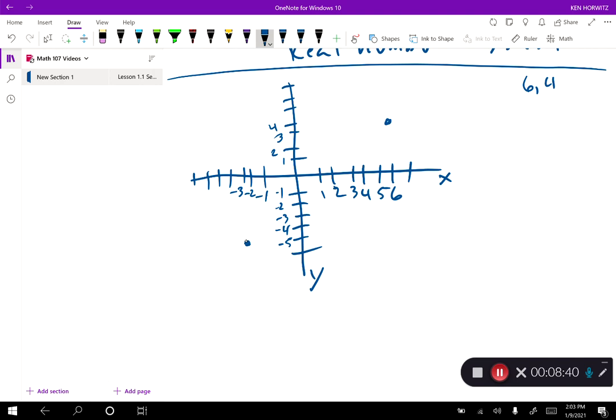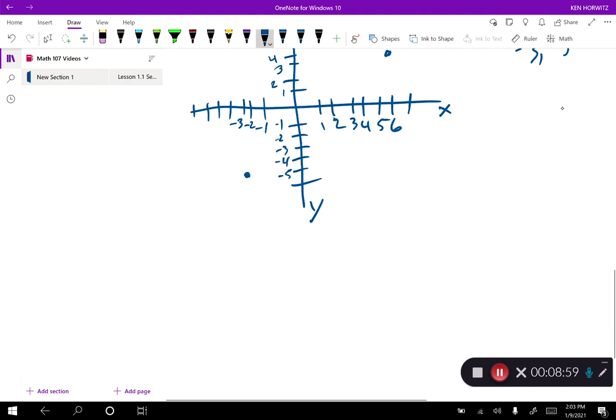It's just a matter of x always comes first when you're plotting a point. It's x then y. For those that don't remember, I always say it's alphabetical order. But like I said, you've probably seen that before.